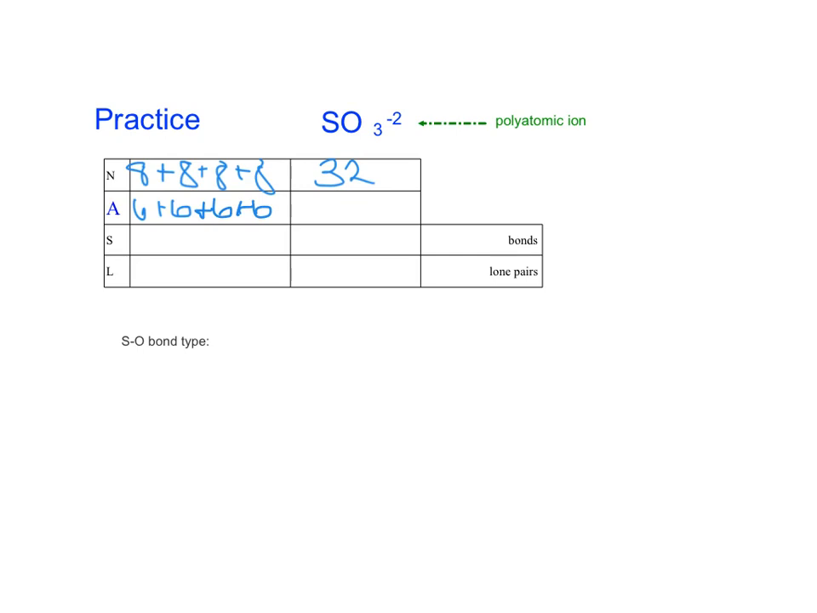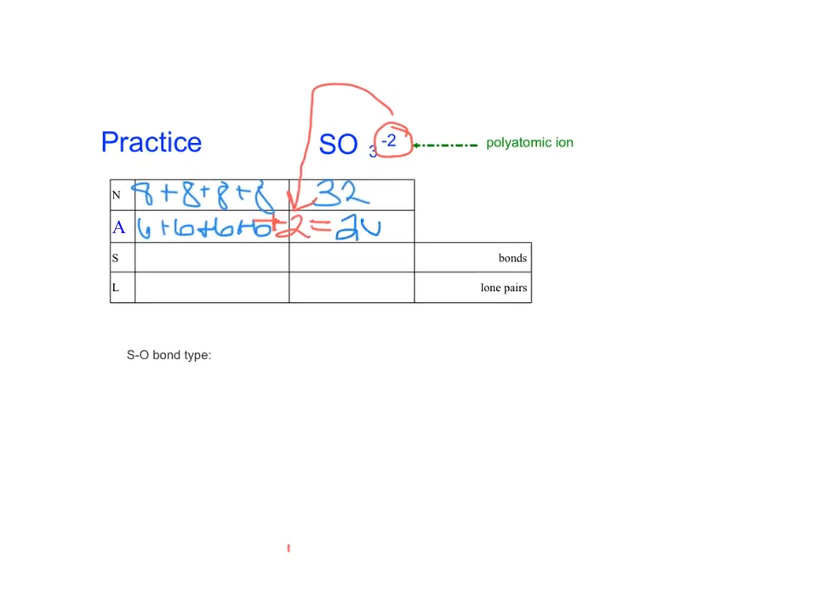But now we need to adjust for the polyatomic ion. Here's the catch. It's got a negative 2 charge, because it has gained 2 electrons. So we need to add 2 electrons to this. That negative 2 gets adjusted down here by adding 2 more electrons. Now, if it had been a plus 2, I would have subtracted 2, because I know it's got a positive charge because it's lost 2 electrons. So 6 times 4 is 24. Add 2 more to that, and that gives us 26. That is the only thing that's different.